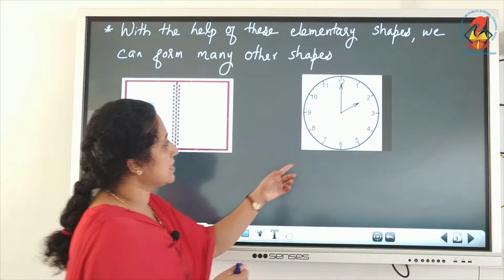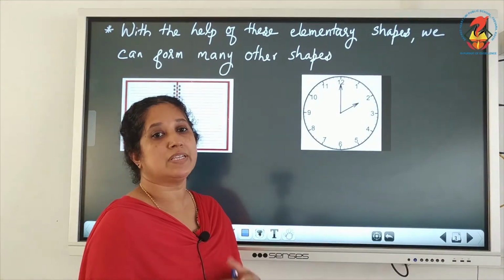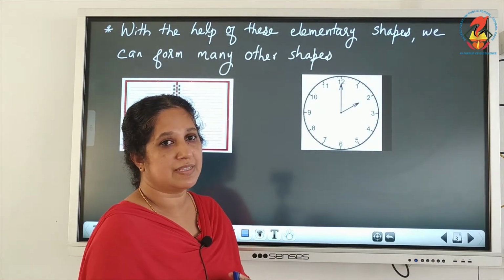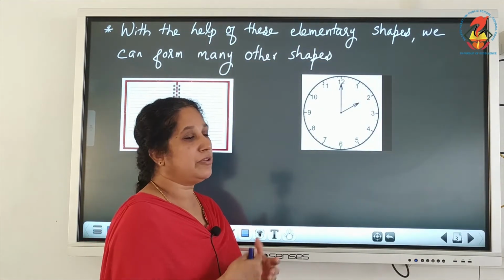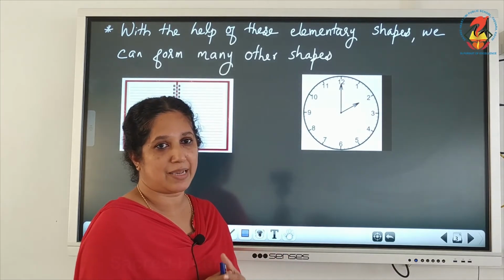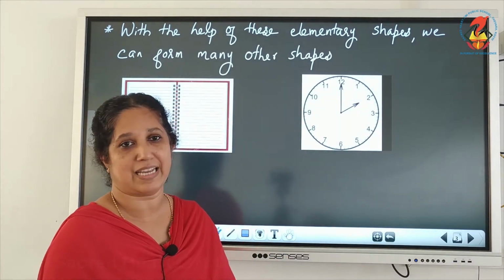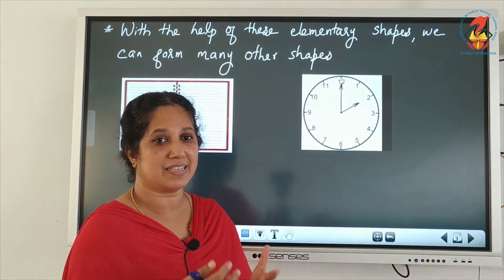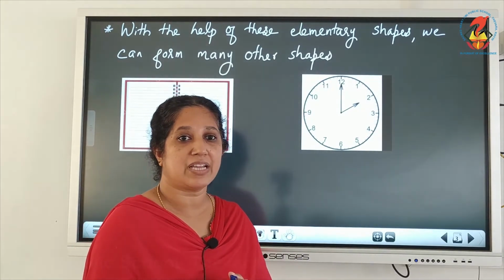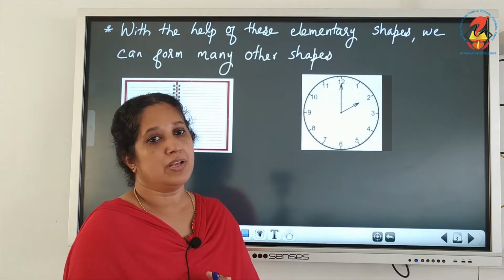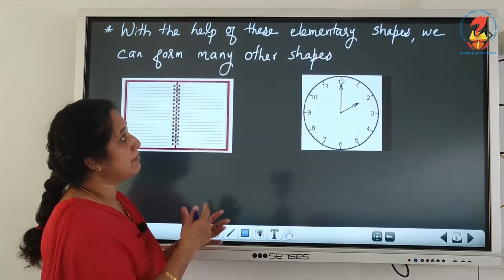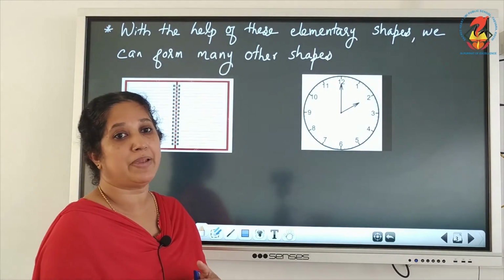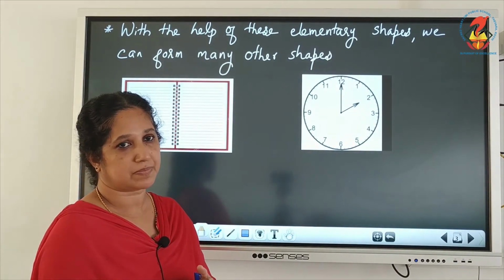And look at the picture of a wall clock. What is the shape of the wall clock? It is circular in shape. And you can see so many shapes which are circular in shape. You can see bangles, then wheels, tires, etc. All these are in the shape of a circle. And with the help of these elementary shapes, we can form many other shapes.